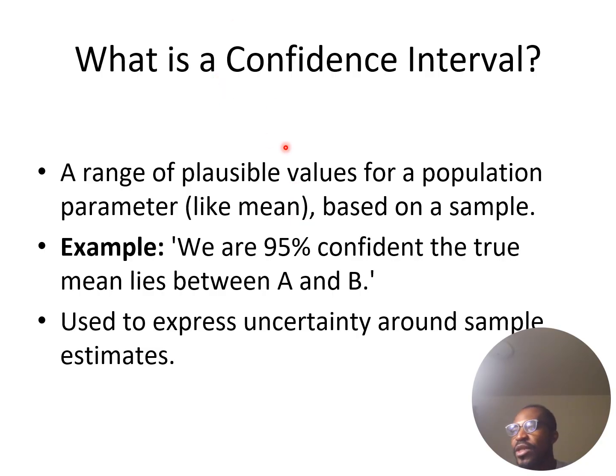First of all, let's start with the confidence interval. A confidence interval is a statistical measure used to find a range of possible values for a population parameter. That population parameter here could be the mean. We have seen the mean based on some sample.